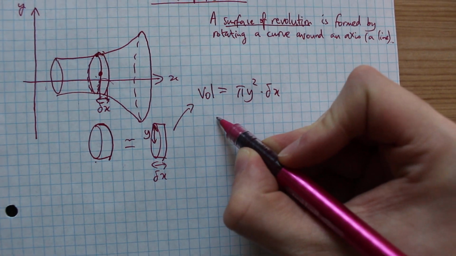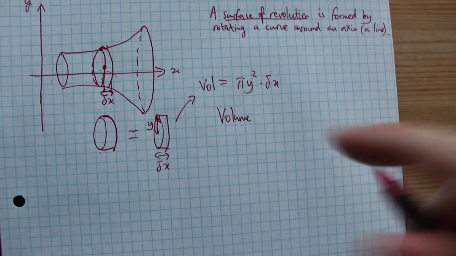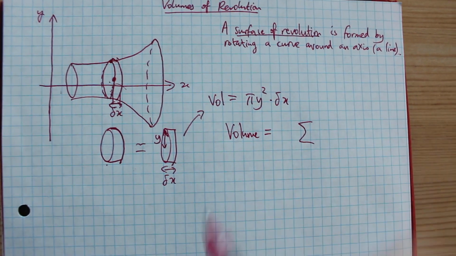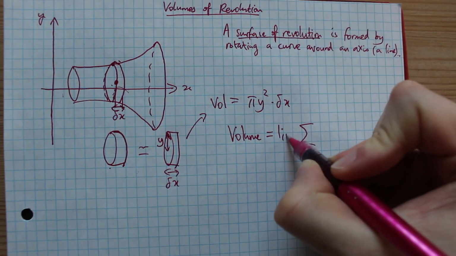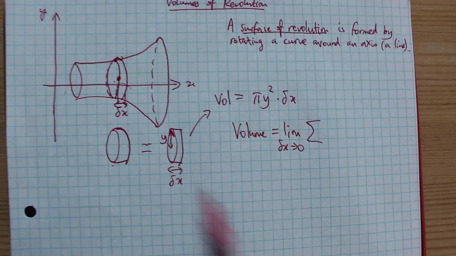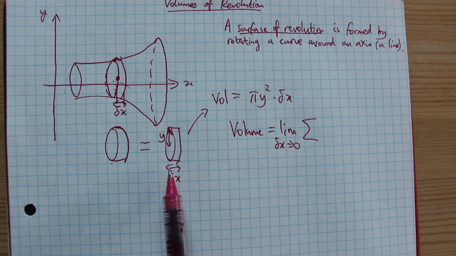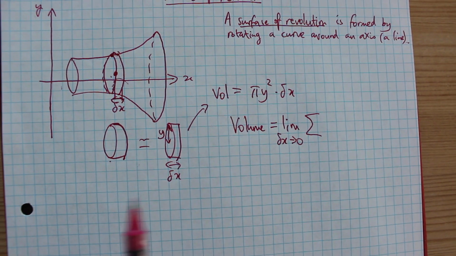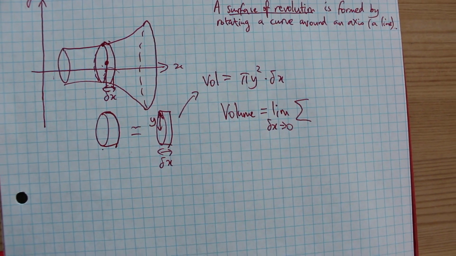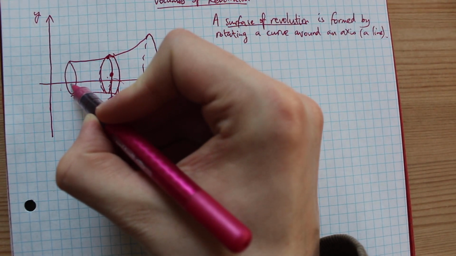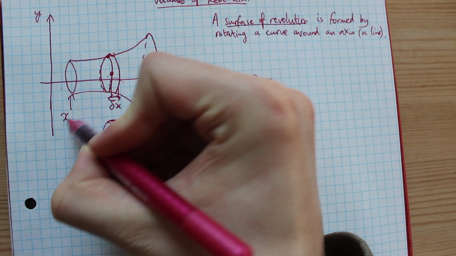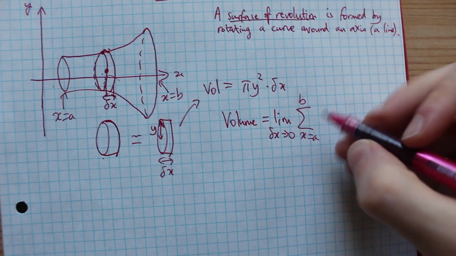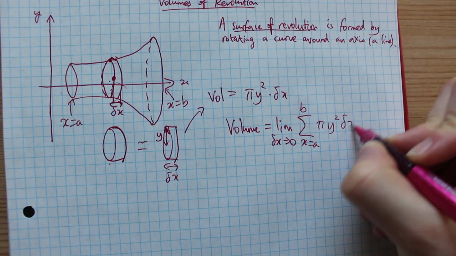So the volume enclosed by the surface of revolution is going to be the sum of all of these little volumes, but only as we take the limit as delta x goes to 0, because as we take the limit as delta x goes to 0, this thing becomes closer and closer to a cylinder as we make delta x smaller and smaller. So we need to take this limit as it goes to 0, and if this x value over here where we started is a, we start when x is a and end when x is b, then we're summing from x going from a to b of pi y squared delta x.